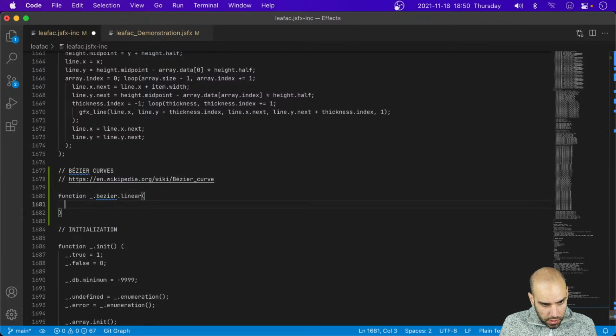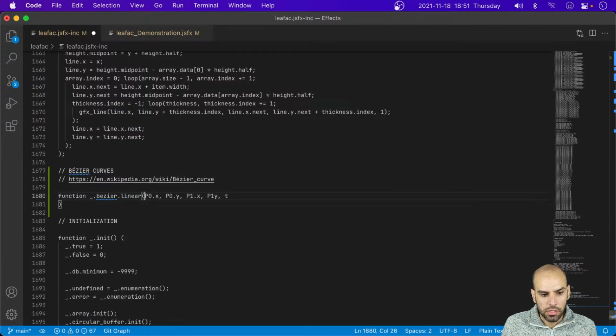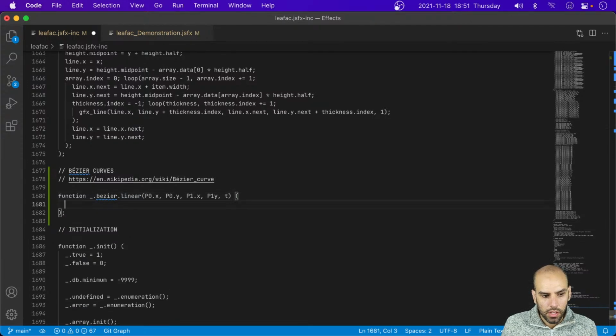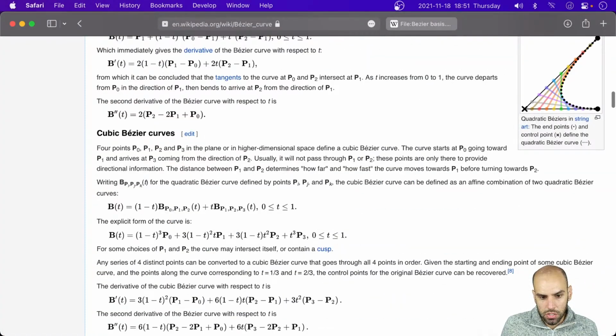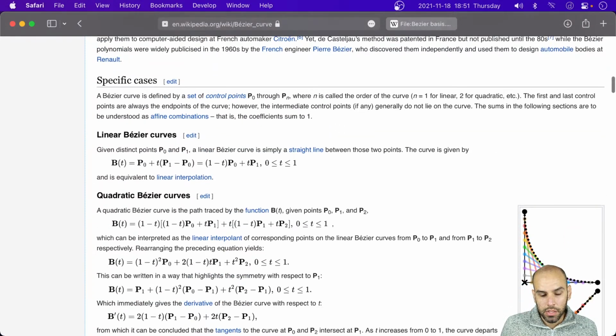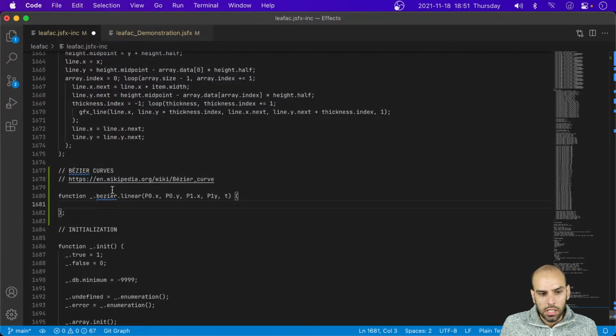So the arguments for the function are going to be p0x and p0y, p1x and p1y, and t. I don't think I need a new line there. I think that this is short enough. And then we can go to Wikipedia and we can find the formula for this. It's not terribly difficult. Oh, there is an issue. Yeah, there is an issue.